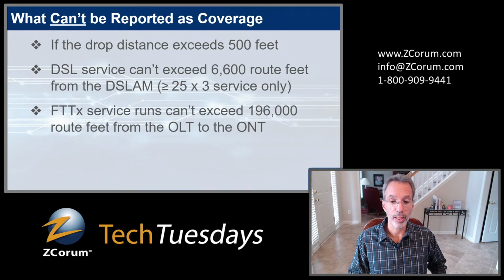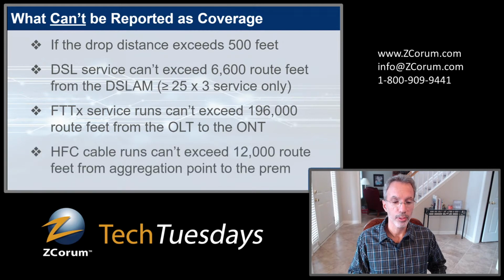Fiber service runs can't exceed 196,000 route feet from the OLT to the ONT. That's pretty far. It's about 37 miles or so. And then HFC cable runs can't exceed 12,000 route feet from the aggregation point to the prem. And this didn't seem very far to me. That's a little over 2.25 miles. And the aggregation point, I'm assuming, is the CMTS. So I guess it could be a node.